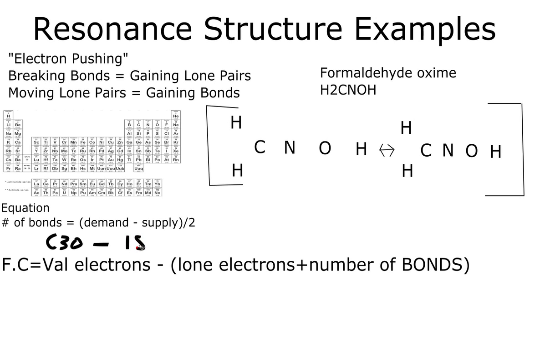So that's 18. Subtract that from 30 and divide by 2. So it's 12 divided by 2, which is 6. Okay, so this molecule should contain 6 bonds.